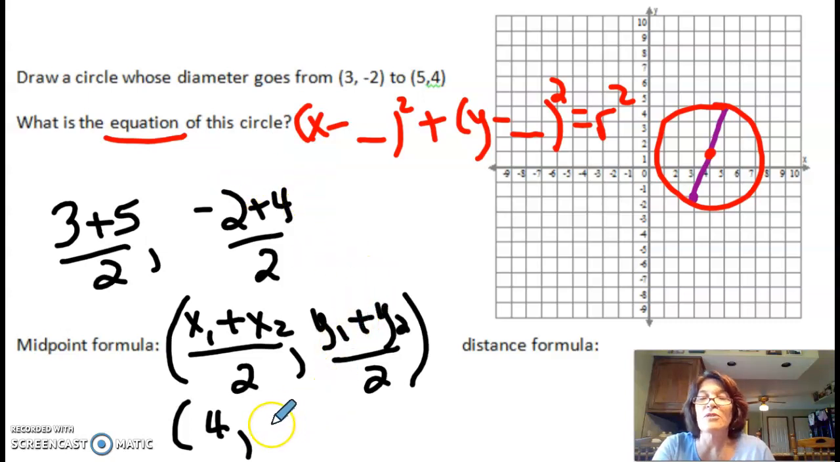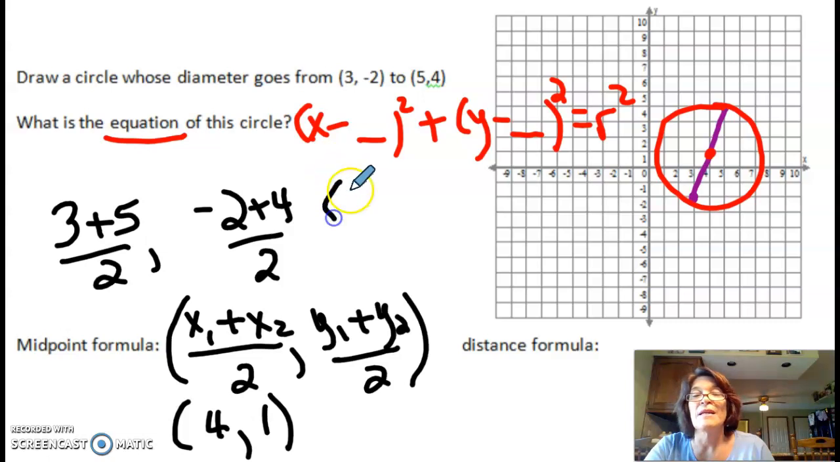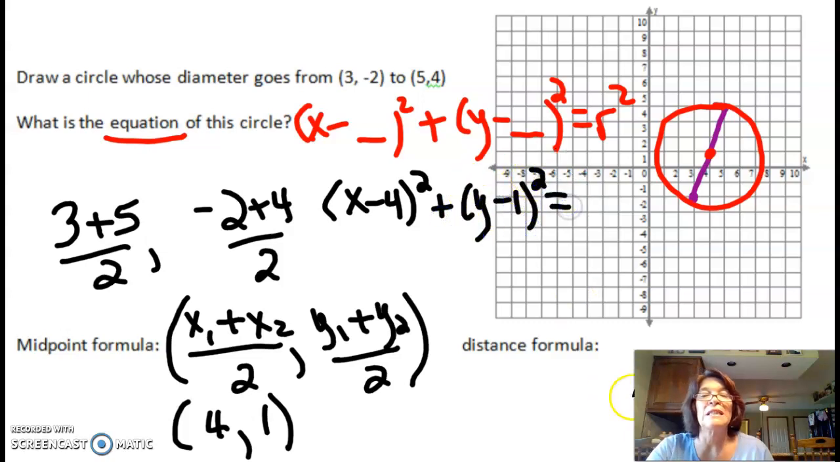-2 plus 4 is 2. 2 over 2 is 1. So I was right. What's the 4, 1? Okay, and I was just eyeballing it. That wasn't bad. Okay, so far I know that my formula then is x minus 4 squared plus y minus 1 squared equals, I need to find the distance and then cut it in half.